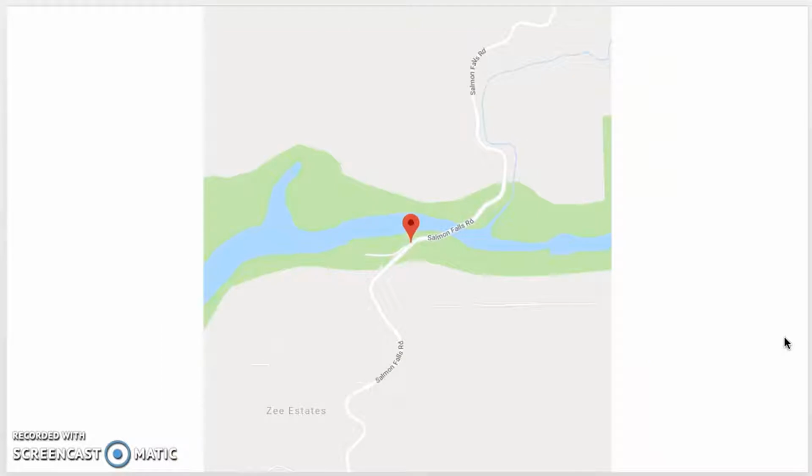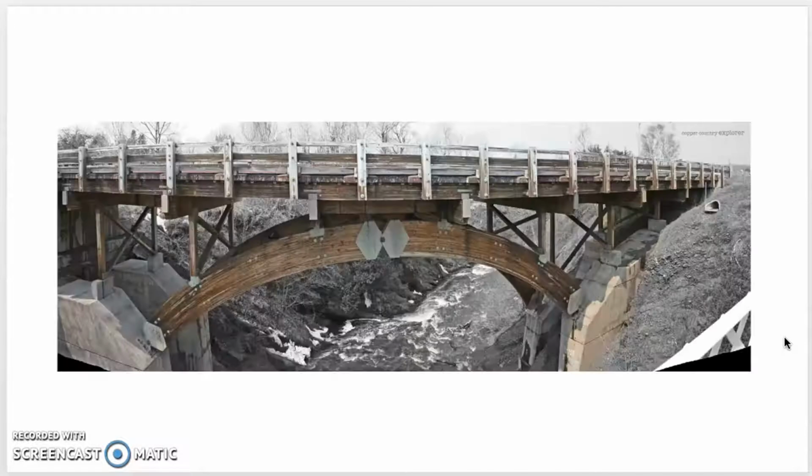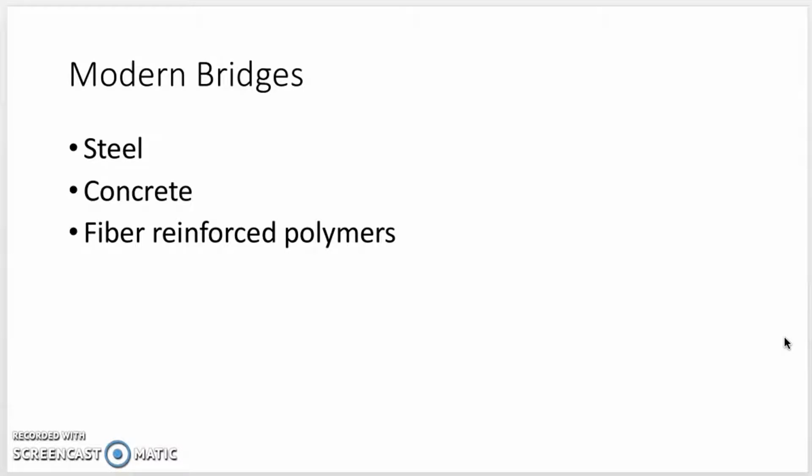And like any useful bridge, it goes over in order to talk about the material selection process, different metal processing techniques, and general mechanical properties. So the bridges of the olden days were often made out of wood and or stone, but more modern bridges incorporate a lot of steel, concrete still, and then the newest on the block is fiber reinforced polymers. Those haven't made it big yet, but we'll see.